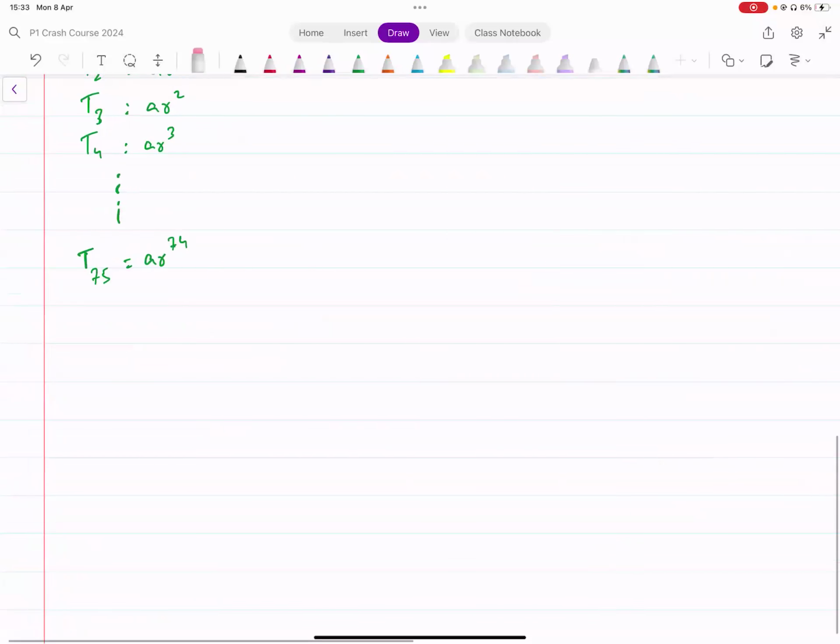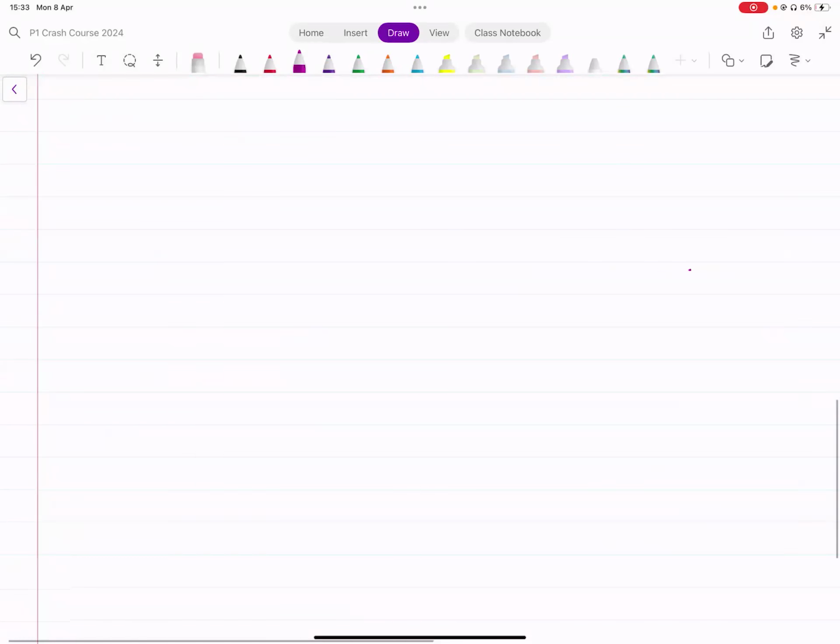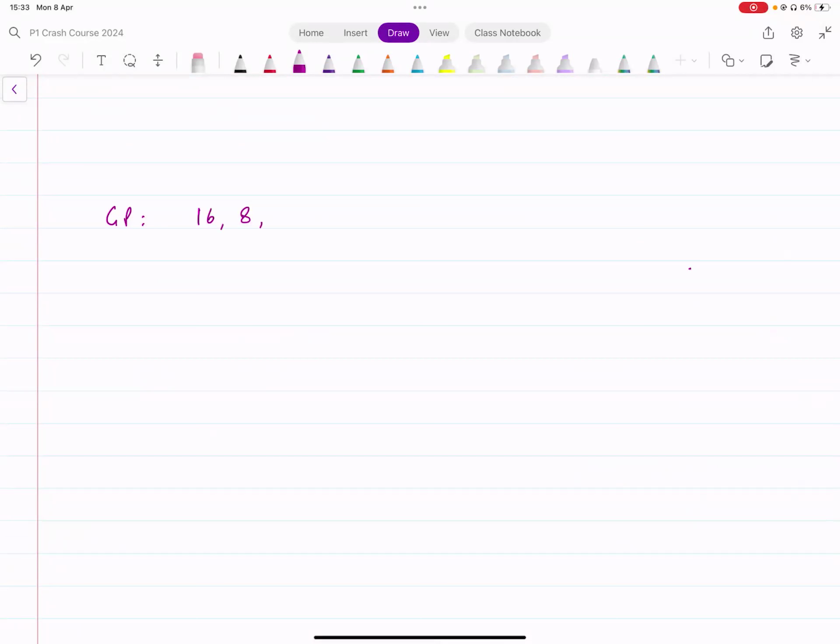So let's say we have a geometric progression that looks like this. GP equals 16, 8, 4, 2, 1, 0.5, and so on. Now it's a geometric progression. What's the first term of this GP? 16, right? What's the ratio? 1/2. So remember, next term divided by the previous term.